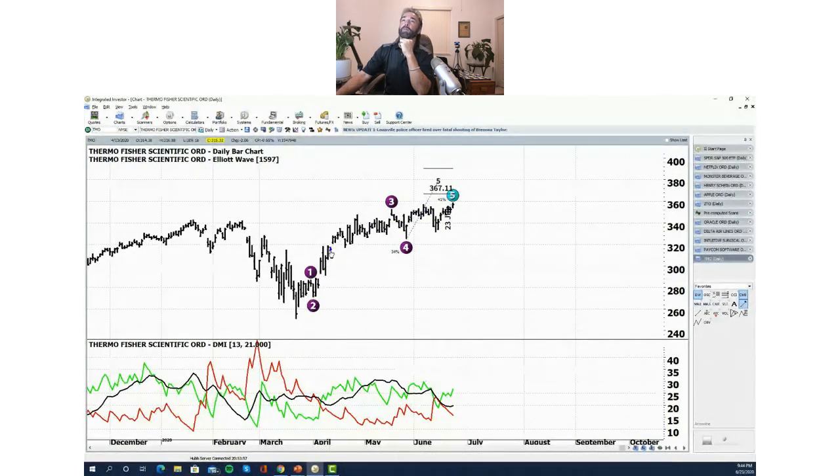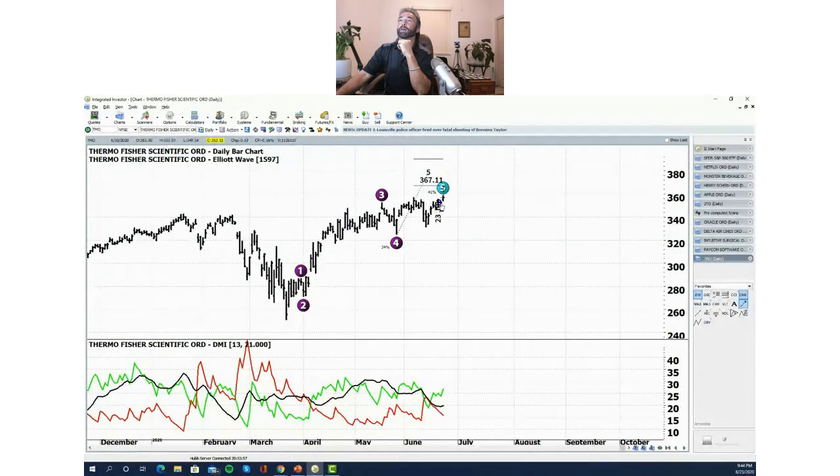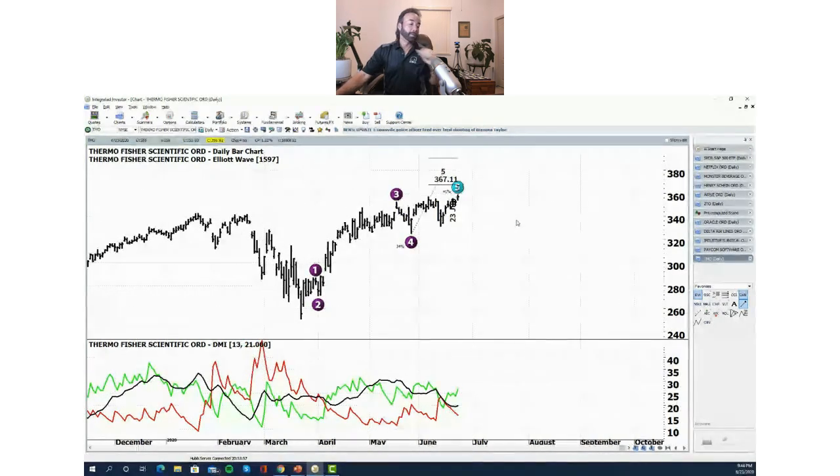We filled this gap already back over here. Still a tiny one there, it looks like, but that's probably down the road with the market. But moving up here, we just broke to new highs, so we've broken above the wave 3. That looks pretty good too. What the options look like on TMO.